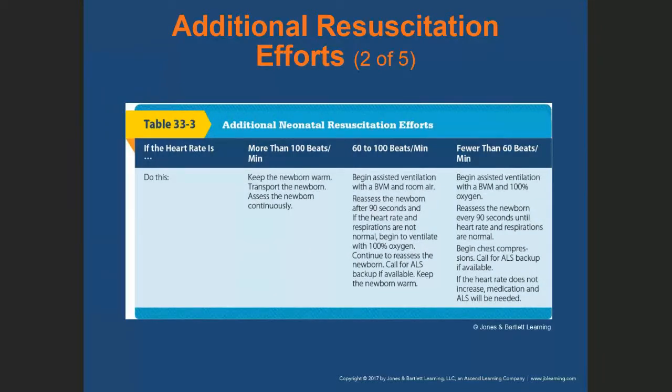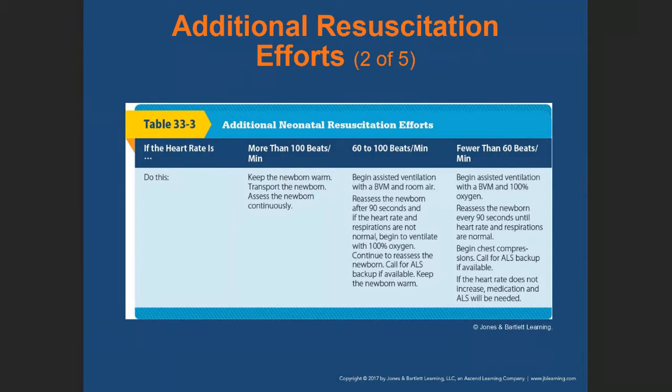Anything less than 60 is going to require CPR. If it's less than 100, you should be thinking about assisted ventilation, right? And you reassess every 90 seconds. Some books will tell you every 30, but no worries. If it is above 100, that's where you want it.